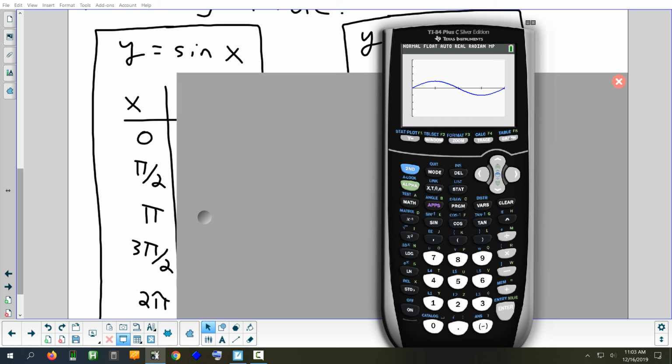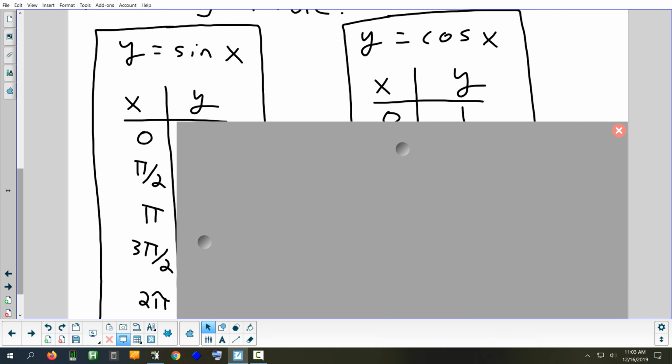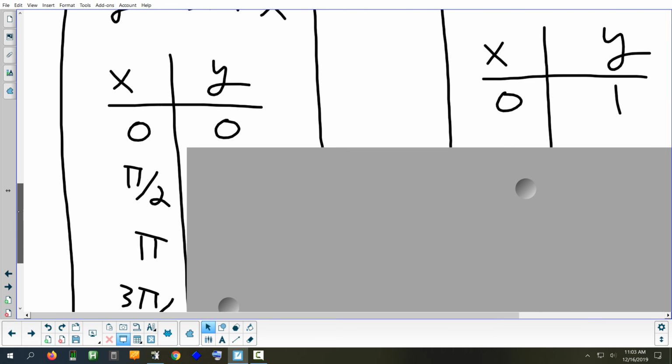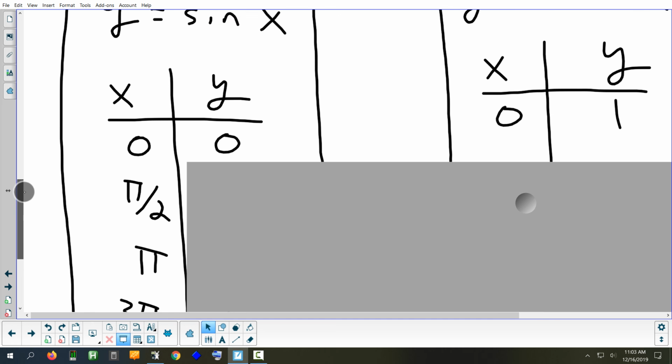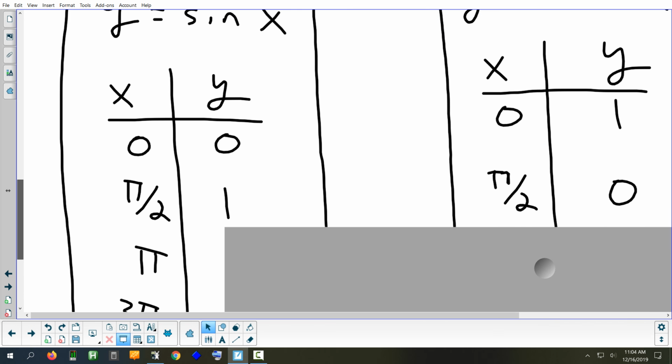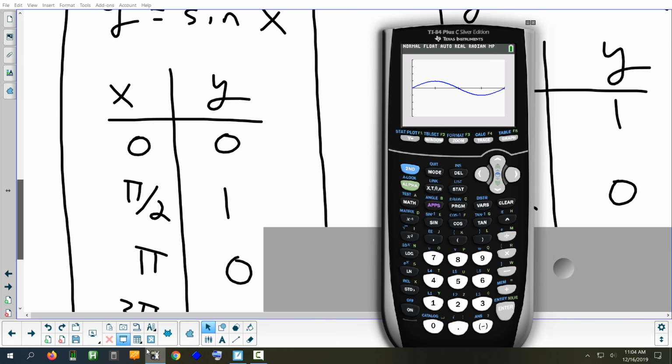When the x value is at 0, what's the y value? 0. Goes right to the origin. Don't worry about cosine. I'll just make this bigger, so just focus on that. All right. So 0. How about a quarter of the way through the cycle? What's my y value? 1. How about halfway through the cycle? 0. So we're at 1, we're at 0. 3/4 of the way through the cycle? -1.